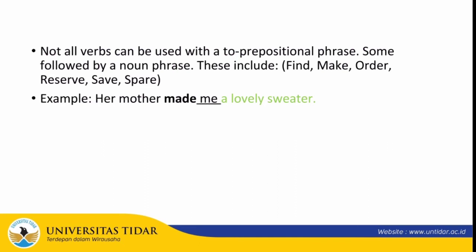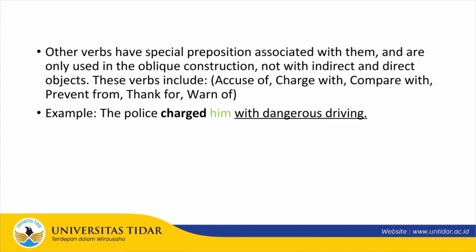Not all verbs can be used with a to prepositional phrase; some are followed by a for phrase. This includes such as find, make, order, reserve, save, and spare. The example: her mother made me a lovely sweater. Other verbs have a special preposition associated with them and are only used in the oblique construction, not with indirect and direct object. These verbs include accuse of, charge with, compare with, prefer to, thank for, and warn of. Example: the police charged him with dangerous driving.